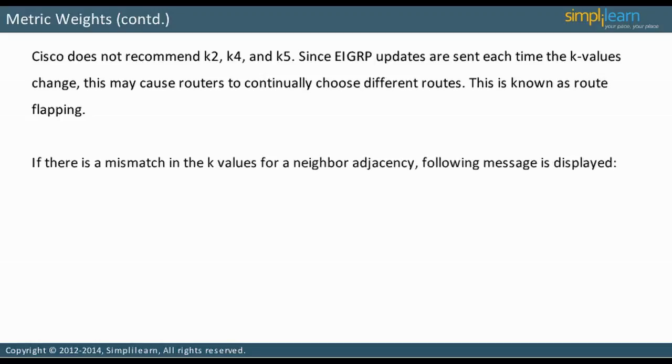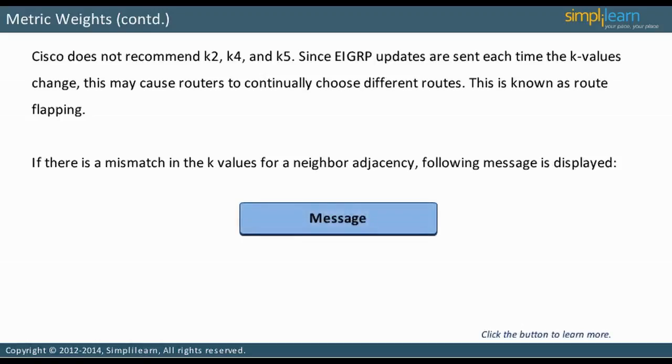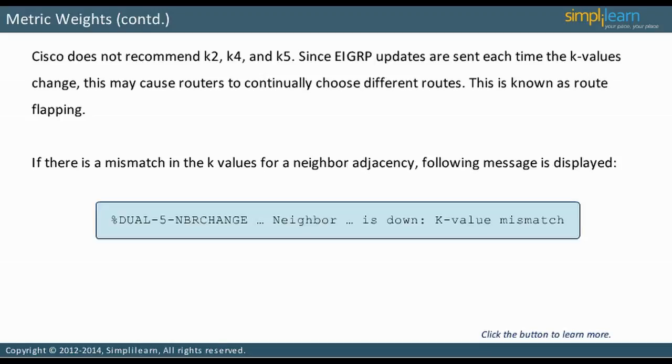K values must match in order for a neighbor adjacency to be active. Click the button on the screen to view the message that will be displayed if there is a mismatch. Bandwidth and delay are for a specific interface, but load and reliability are for the entire router. Let us see how K values are used in the metric.